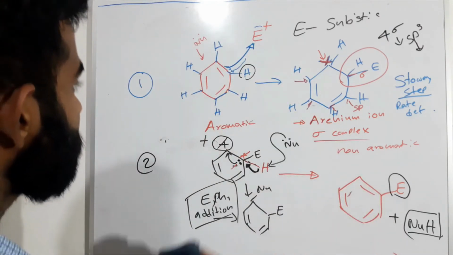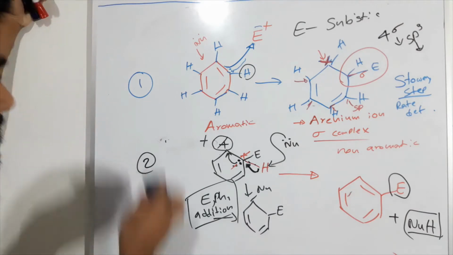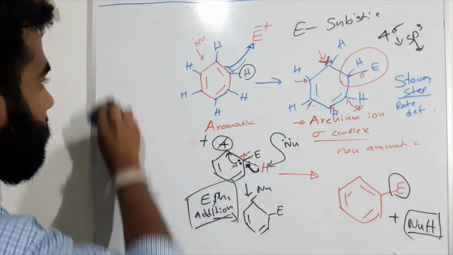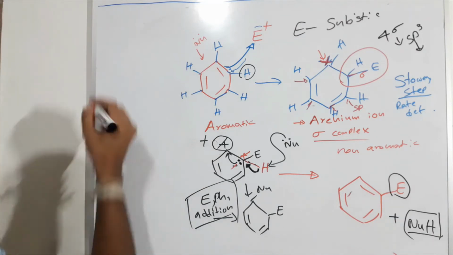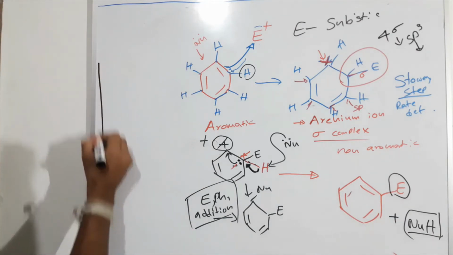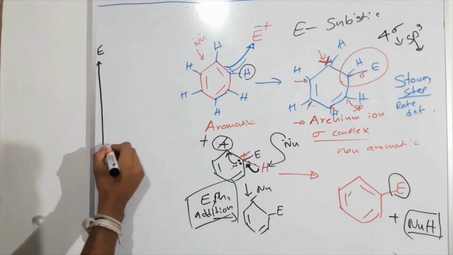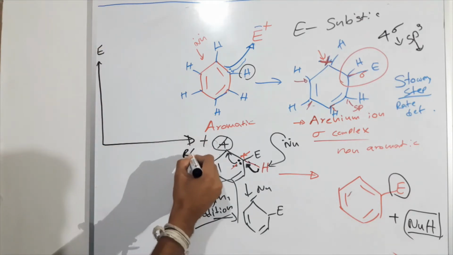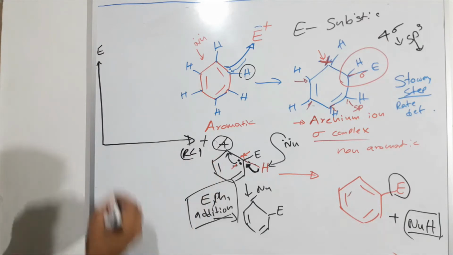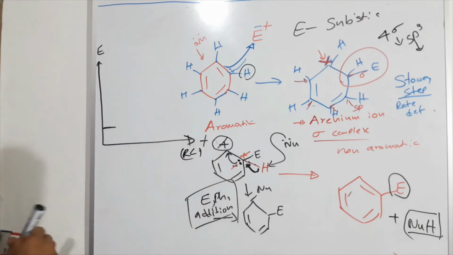If I draw an energy diagram for this process, here the y-axis is energy, this is the reaction coordinate, and here are our reactants.